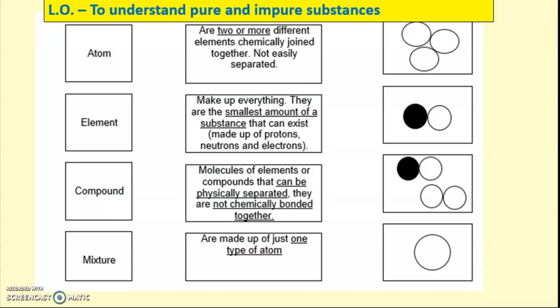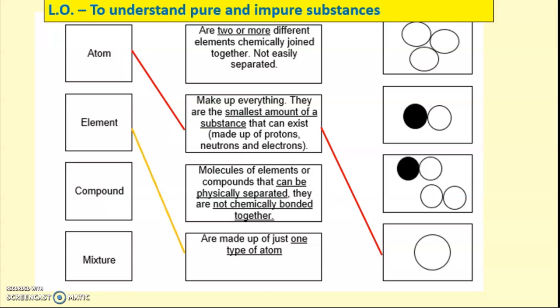So if we take atom first of all, an atom actually makes up everything in the whole universe. Everything is made of atoms. It's the smallest amount of a substance that can exist. These are made of protons, neutrons, and electrons. So if we match that up to a diagram, it would just be the bottom diagram. So it's just a clear circle. Okay, that could be any color. It's not exactly what an atom looks like. It's just a representation. So an element is the next thing.